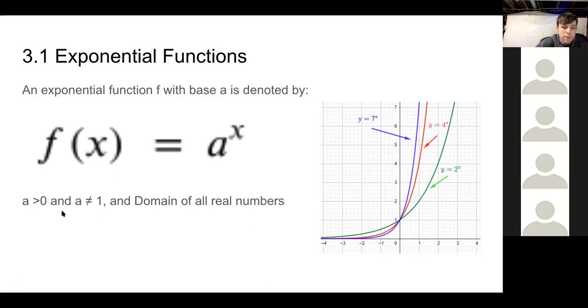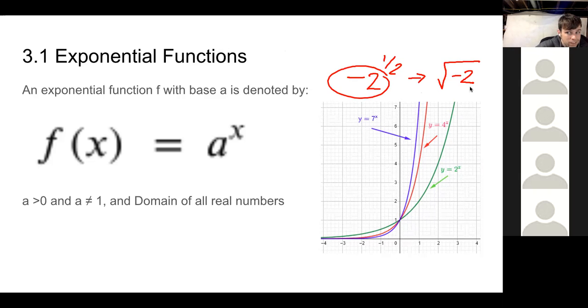Some things to remember: a does have to be greater than 0. We can't have any negative bases because some really weird stuff happens when we're dealing with negative numbers raised to exponent powers. For instance, if you had a negative base of -2 and you tried to raise it to the 1/2 power, you hopefully remember that is the same thing as the square root of -2, which is not defined. That's not a real number. So negative bases cause some issues.